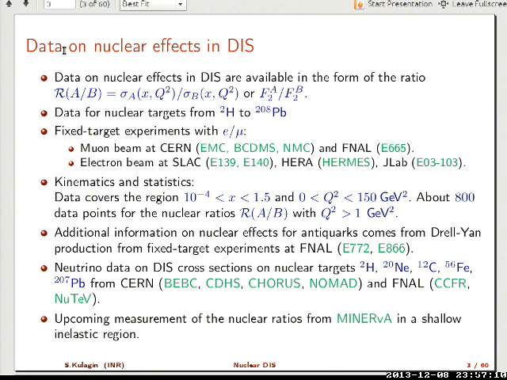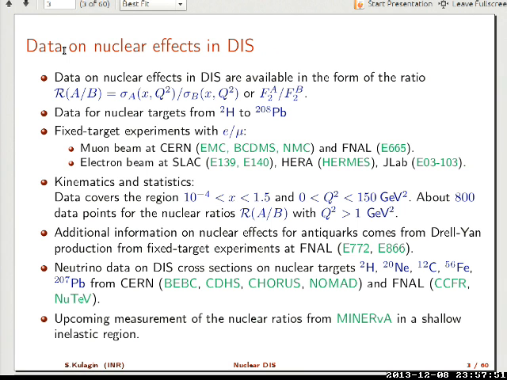So this is what I know about data. The data exist in the form of ratios. Well, data of course exist in the form of cross sections and structure functions, but the ratios are the tool which is usually used to measure nuclear effects. As far as the targets, there is quite a spectrum, from hydrogen and deuterium to lead.